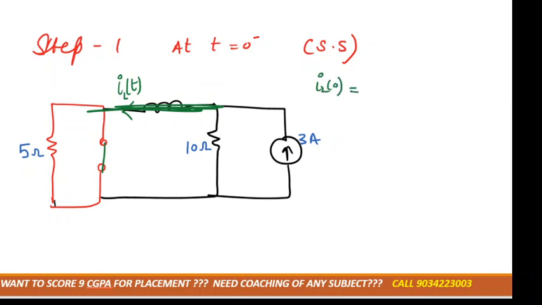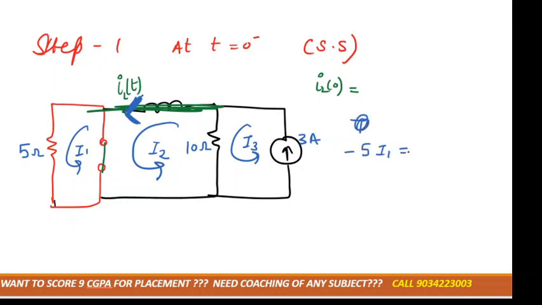So simple. There are how many meshes? 3 meshes. This we can consider I1. See, they have mentioned the direction of current here, so we should also take current in that direction only. They have mentioned the current flowing across inductor in this direction, so we can consider the same direction. It would be better for us. Now tell me all the 3 equations. Minus 5 I1 is equal to 0, so we can say I1 is equal to 0.